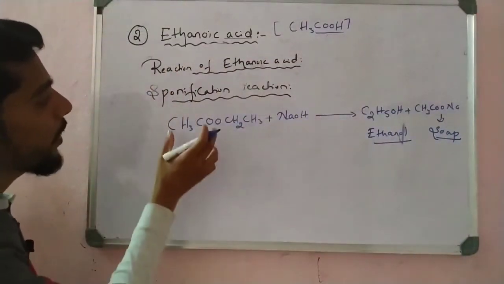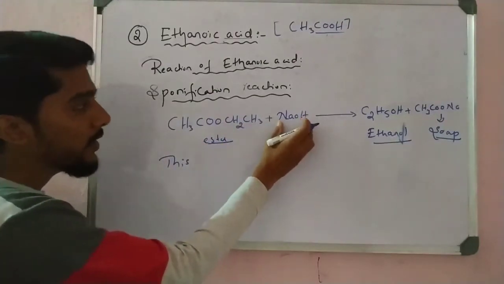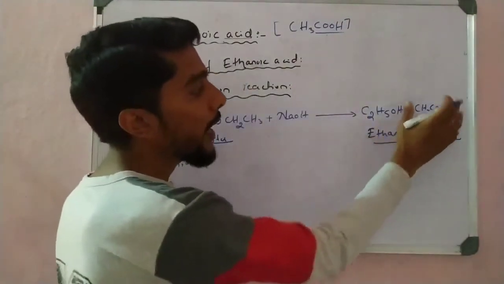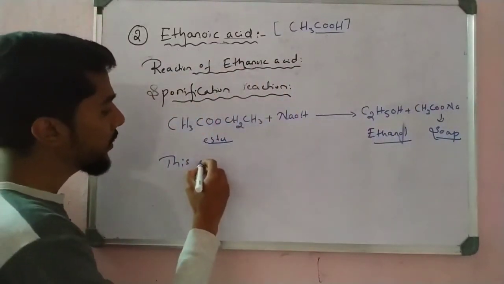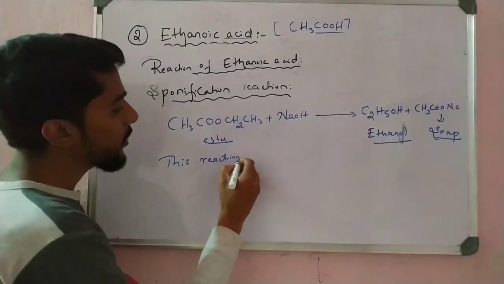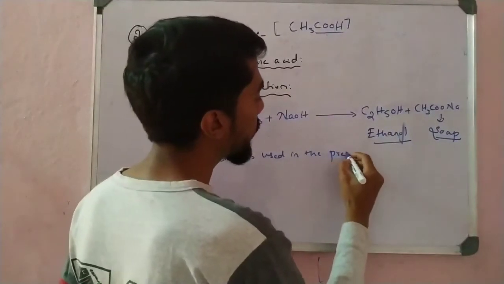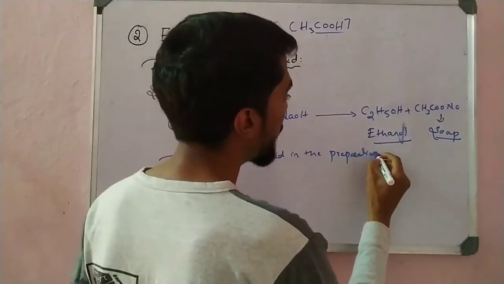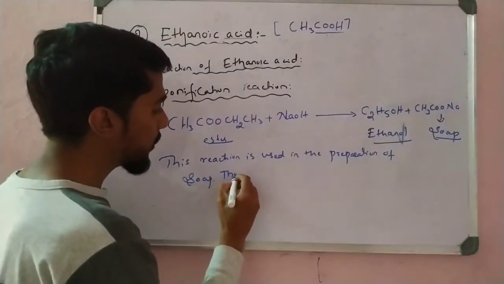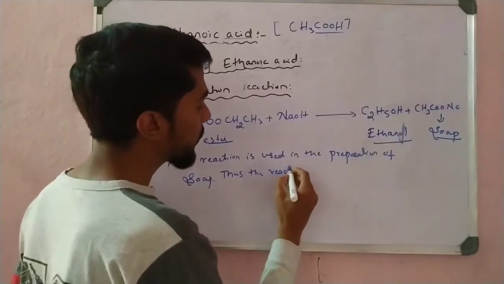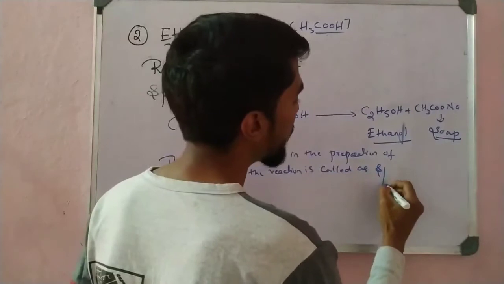So now let us see when the ester reacts with the base or acid, I take base here, they form again ethanol and then soap, that is CH3COONa. So this reaction is used in the preparation of soap. So this reaction is called as saponification reaction.